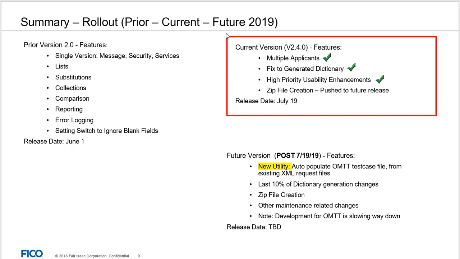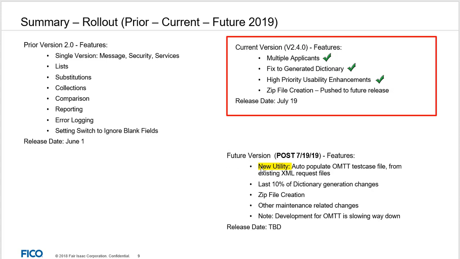And then in this current one, the one we're talking about now, version 2.4, we've done a good number of these. Multi-applicants, fixed to the dictionary, some high priority usability enhancements, including the user interface and the reporting capability and the multi-compare capability. All of those are part of those usability enhancements. The one that we have not gotten to yet is the zip file creation. It's kind of a lower priority item, and we basically rolled it over into the futures list.